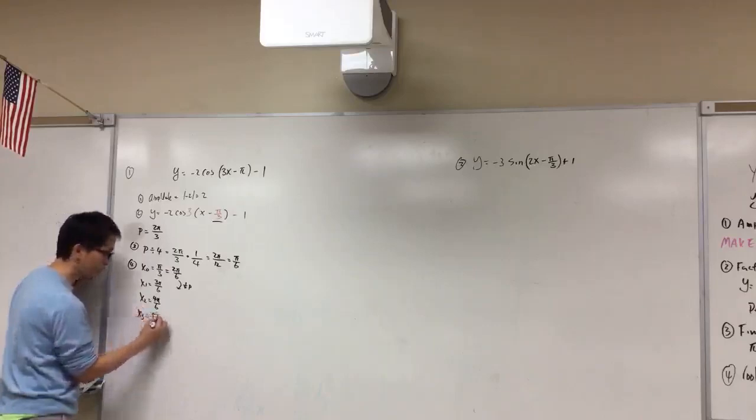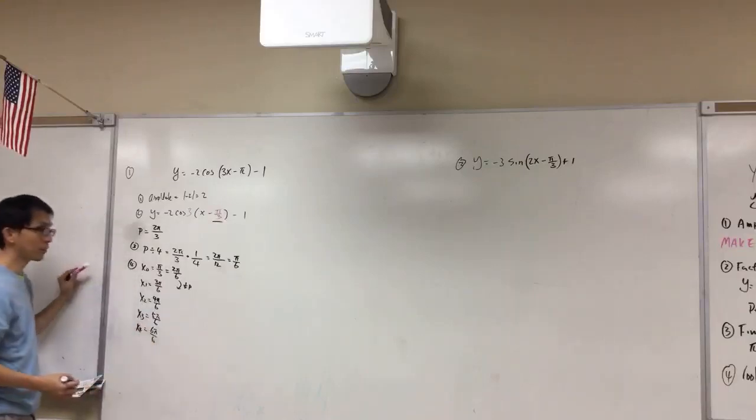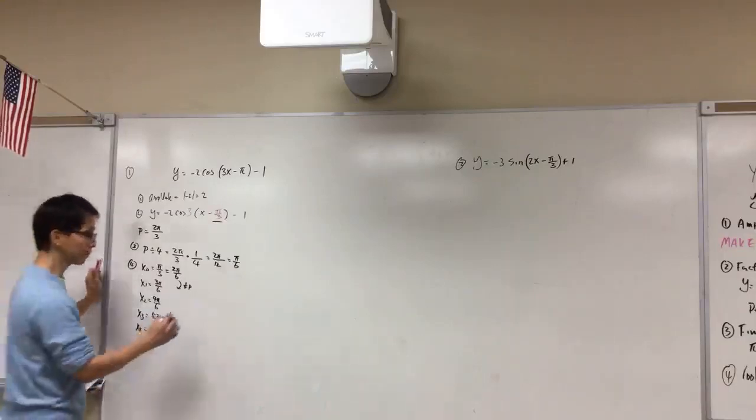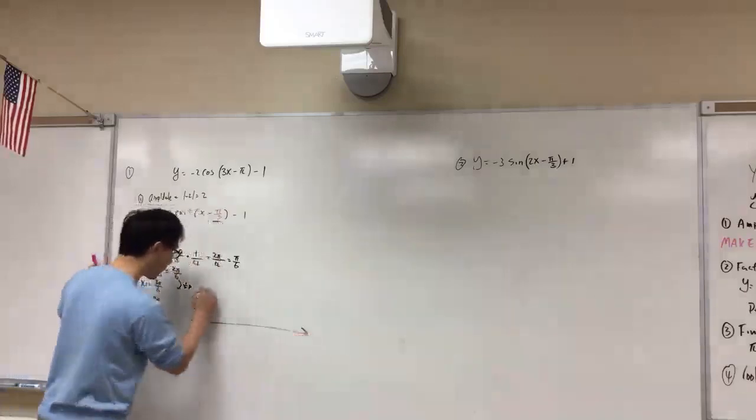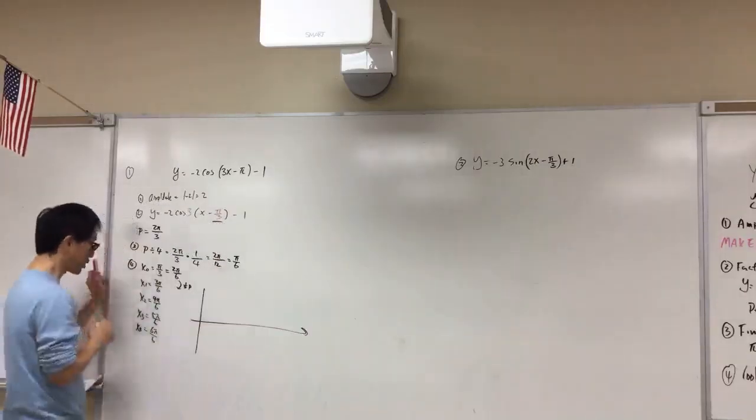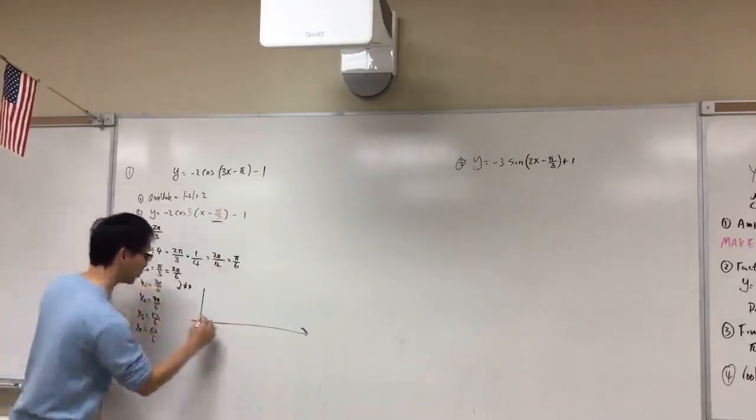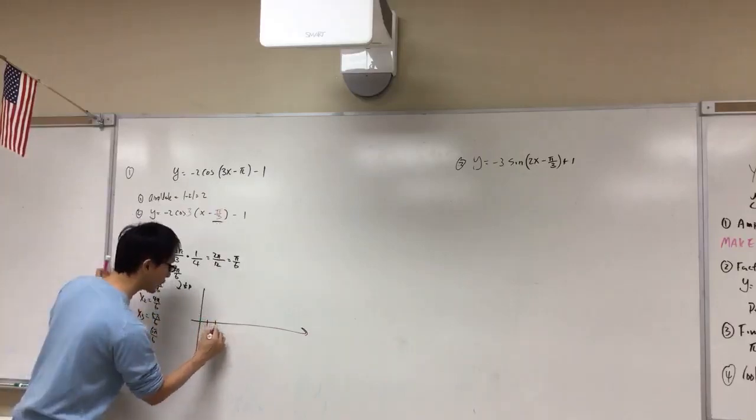5 pi over 6. And 6 pi over 6, hopefully. So those are the 5 points. So I'm going to graph it. Where's my graph? Well, I'm going to start at 2 pi over 6. So I'm going to do here. So 2 pi over 6.